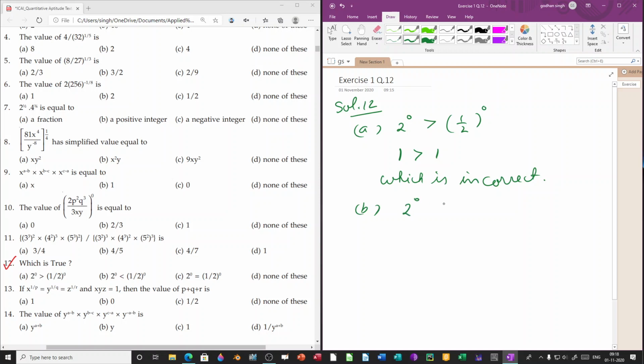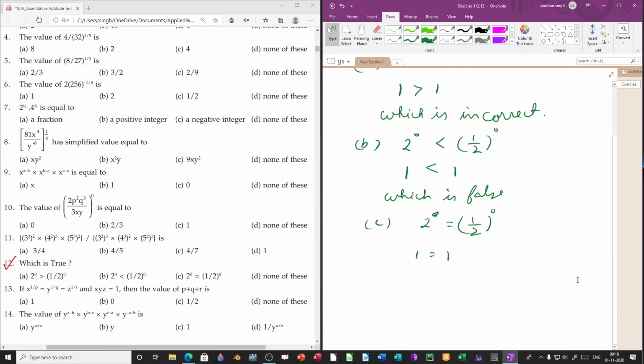Now next one, option B, let us check it out. 2 raised to 0 is less than half raised to 0. Here also, because we know that any number a raised to 0 is always 1, this will become 1 is less than half raised to 0, that is again 1. Which is false, which is incorrect. Now let us go to option 3. That is 2 raised to 0 equal to half raised to 0. So 2 raised to 0 is 1 equal to 1, which is correct.